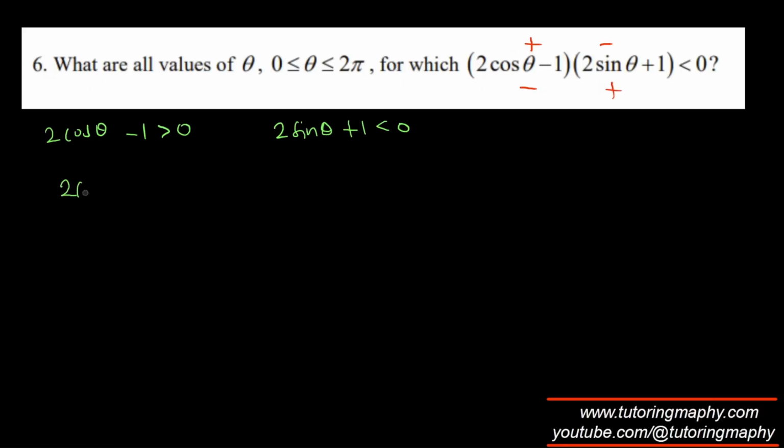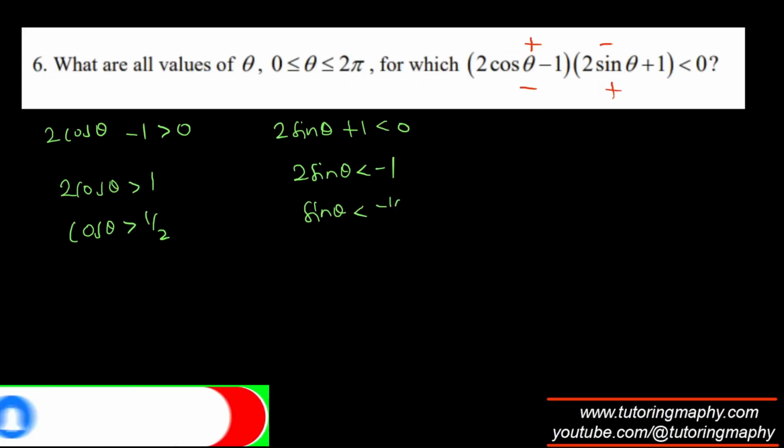Let's solve for the left one. So 2 cos theta should be greater than 1, which means that cos theta should be greater than 1 over 2. When is cos theta greater than 1 over 2? And by the way, let's simplify this as well. So 2 sine theta is less than negative 1, and sine theta should be less than negative 1 over 2.